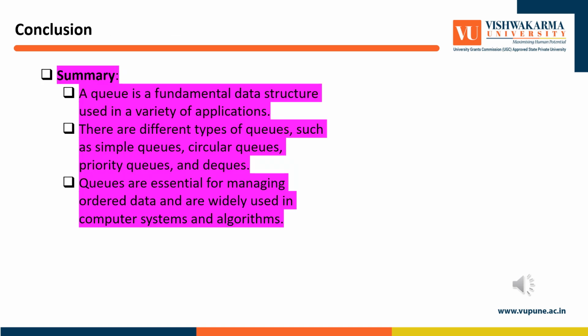So let us see a quick summary of queue. A queue is a fundamental data structure used in a variety of applications. There are different types of queues such as simple queues, circular queues, priority queues, and deques. Queues are essential for managing ordered data and are widely used in computer systems and algorithms.